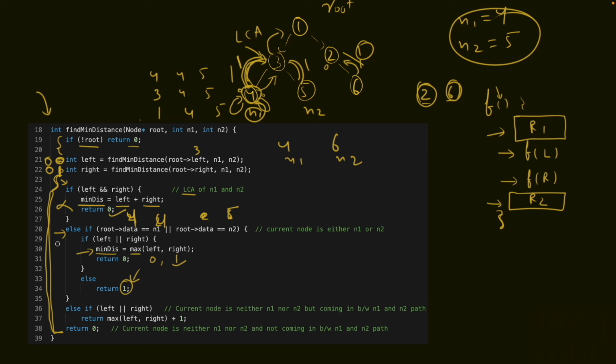And let's suppose you are currently at this location and you are just supposed to return from here. Then only you will come to this region, right? This is very clear, correct? So you're at this location. So root's data is now 3. So let's make this 3 and n1 is 4. This is correct. So let's compile this again.